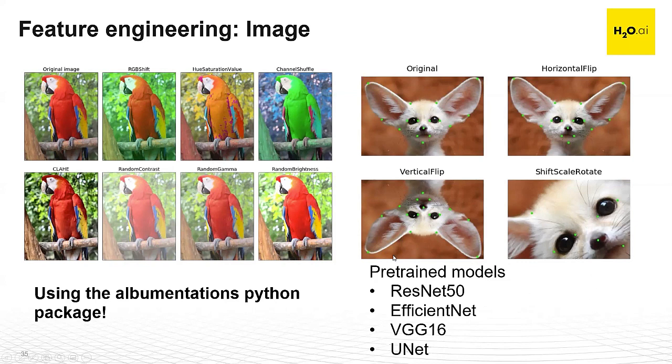Then there are also many deep learning models like ResNet and EfficientNet that are pre-trained on some datasets, for example ImageNet. Using these pre-trained models can quite often make your modeling procedure much faster and lead to better results.